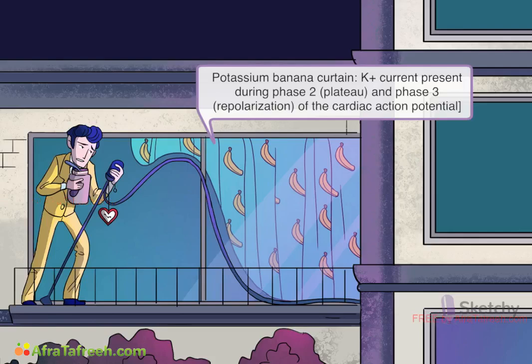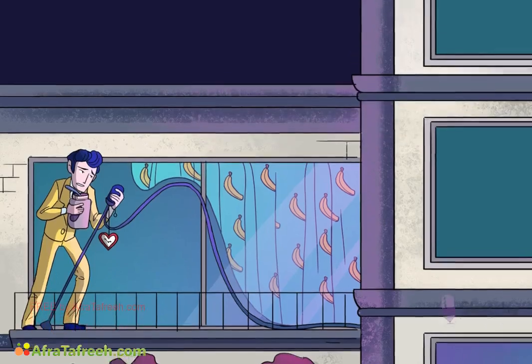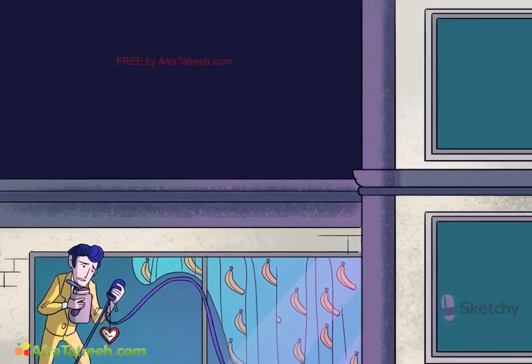Well, it turns out that many of the type 1 antiarrhythmics affect potassium channels as well, changing the duration of phase 2 and 3 of the action potential and hence the length of the refractory period. So throughout this sketch, keep an eye on those banana curtains and how they're affected differently with each agent.